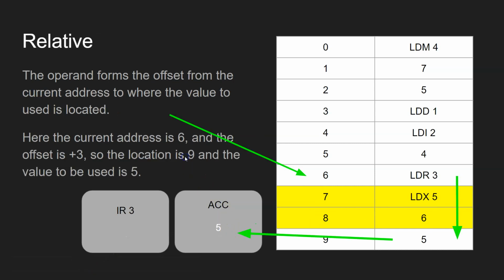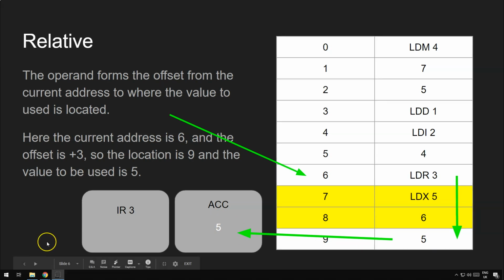There we go. And the final one we're going to look at is relative addressing. This is where the operand forms the offset from the current address of the value to be used. So here, for instance, we've got LDR 3, which states that we're going to load relative, and it's going to be 3 memory locations up. So LDR 3, we go from 6, 7, 8, 9, and therefore the value to be used is 5, and that gets passed on to the accumulator.